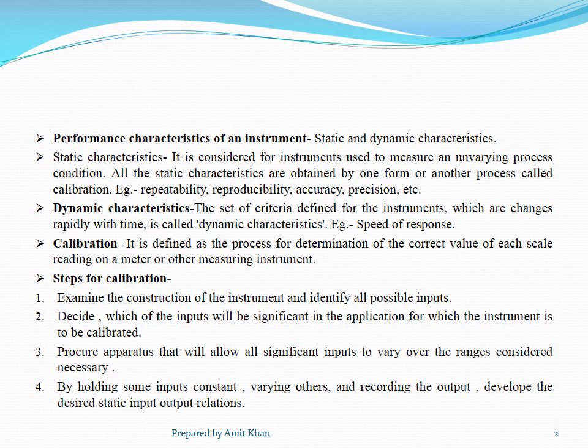Static characteristics are considered for instruments used to measure an unvarying process condition. All the static characteristics are obtained by one form or another of a process called calibration. The examples of static characteristics are accuracy, precision, repeatability and reproducibility, etc.